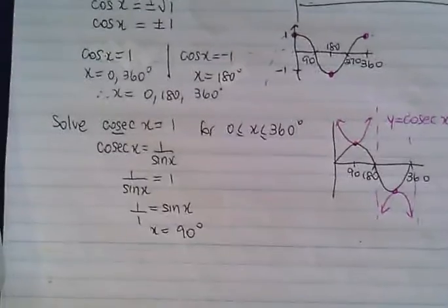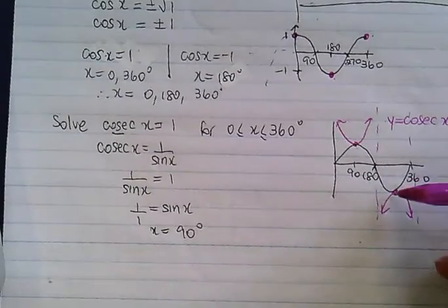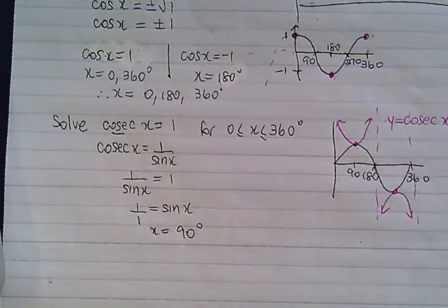All right, and if I asked you for cosec x is -1, your answer would be what? 270. And then you could do a similar type of question for the sec curve as well, which is the inverse, which is the flip, of the cos.